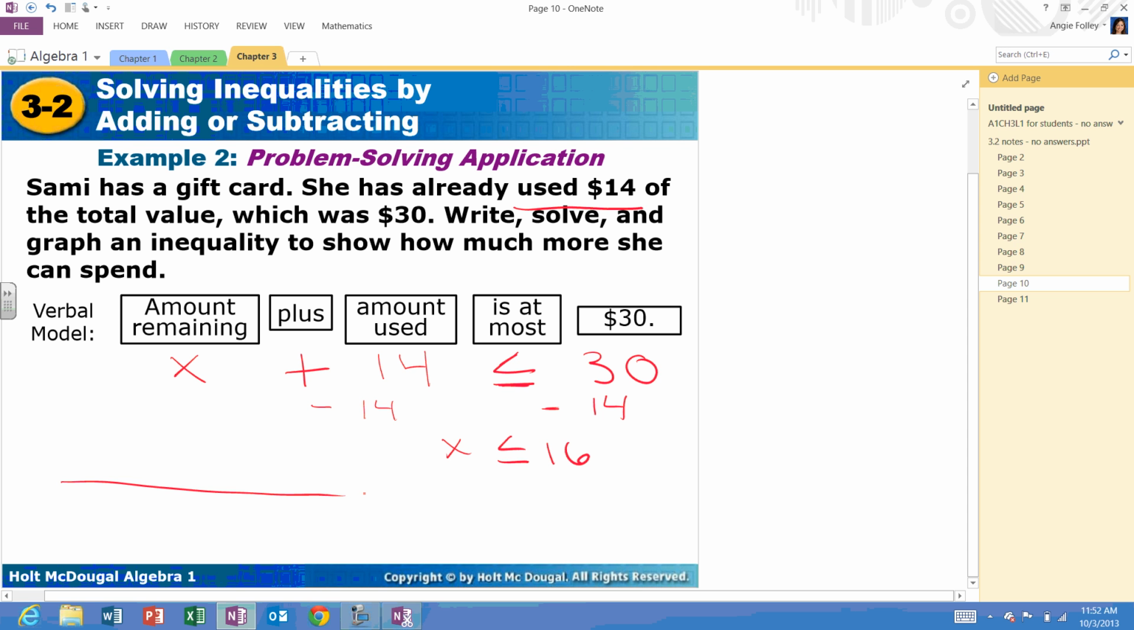So let's graph this. I'm going to pick 16 somewhere in the middle, put some numbers up here, put some down here. Okay, at 16, it needs to be a closed circle since it's a less than or equal to. And then it says x is everything less than or equal to 16. So it's all the values over here on the left. Okay, so we're done.